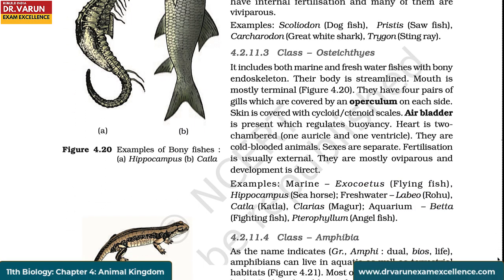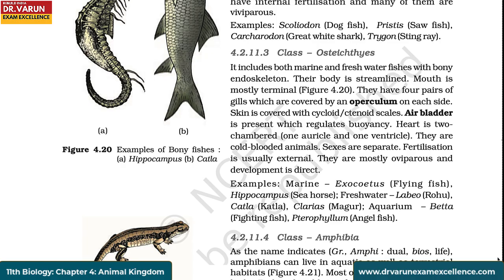Class Osteichthyes. It includes both marine and freshwater fishes with bony endoskeleton. Their body is streamlined, mouth is mostly terminal. They have 4 pairs of gills which are covered by an operculum on each side. Skin is covered with cycloid or ctenoid scales. Air bladder is present which regulates buoyancy. Heart is two-chambered, one auricle and one ventricle. They are cold-blooded animals. Sexes are separate. Fertilization is usually external. They are mostly oviparous and development is direct.